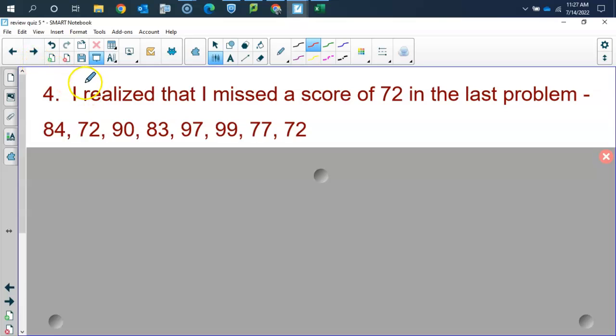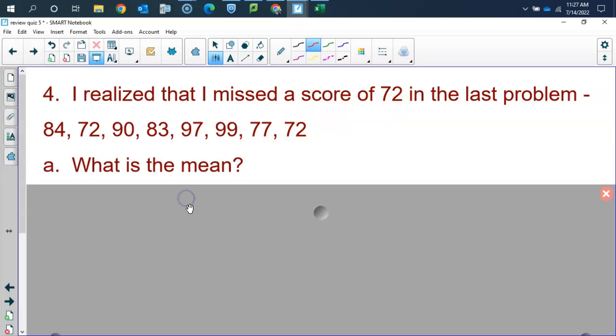All right, number 4. I realized that I missed a score of 72 in the last problem. So this is the same exact list of numbers with the 72 tacked on the end because I missed a student. Now, find the mean of the whole class. Go. Well, again, remember mean, you add up all the numbers. So when I add these all up now, I get 674. And now there are 8 numbers, divided by 8.